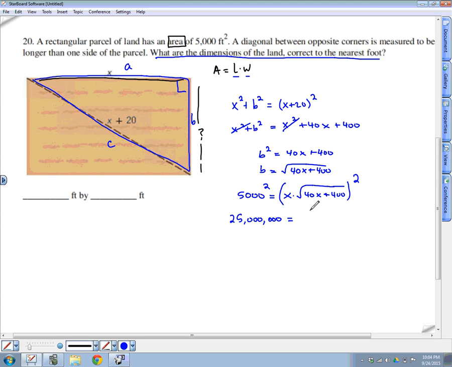And I know I've ranted and raved in class about not distributing an exponent, and that is true unless the two terms inside the parenthesis are multiplying each other. If you have one term multiplying another term, then actually you can distribute the exponent. It's the only time you can do that. So if you distribute the exponent, you're going to get x squared, and then you're going to have an expression where the square root disappears of 40x plus 400. If you distribute the x squared, you're going to get 40x cubed plus 400x squared. And I'm actually going to move the 25 million over to this side, minus 25 million. And this is equal to 0.